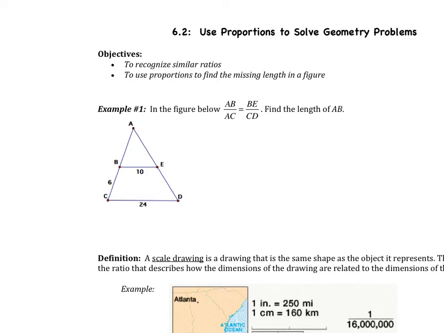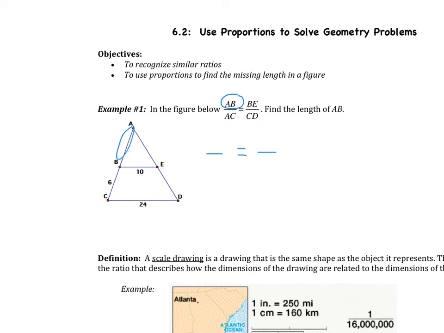All right, so example 1 here tells us that in the figure below, AB over AC equals BE over CD, and we want to find the length of AB. So all you have to do in a problem like this is set up your proportion the way they gave it to you and fill in all the numerators and denominators. So the first numerator, they want me to plug in AB. Well, I look over here and there's nothing there.